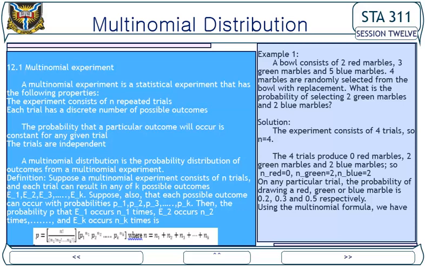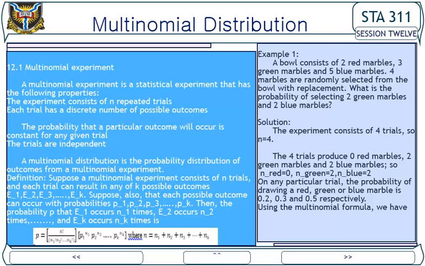The experiment consists of n repeated trials. Each trial has a discrete number of possible outcomes. The probability that a particular outcome will occur is constant for any given trial. The trials are independent. A multinomial distribution is the probability distribution of outcomes from a multinomial experiment.